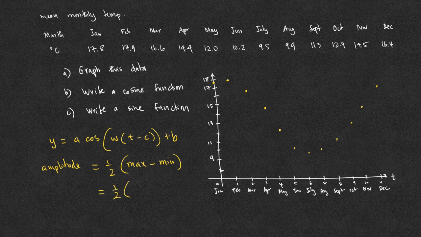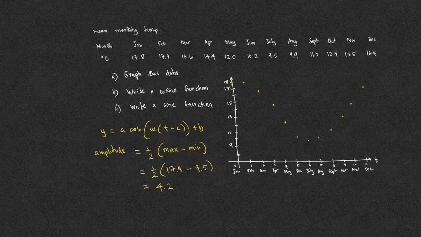The maximum temperature is 17.9 and the minimum temperature is 9.5. 1/2 of 17.9 minus 9.5 is 4.2. So the amplitude is 4.2. In this case, we will use positive 4.2 because of the shape of the cosine function.